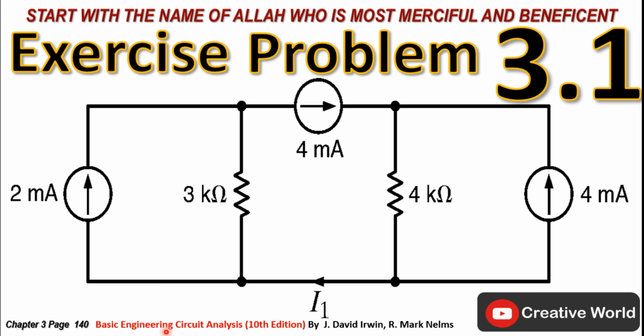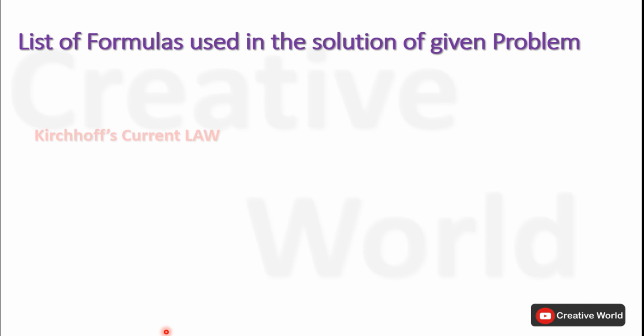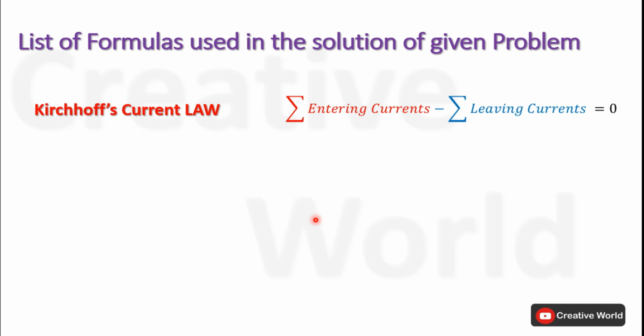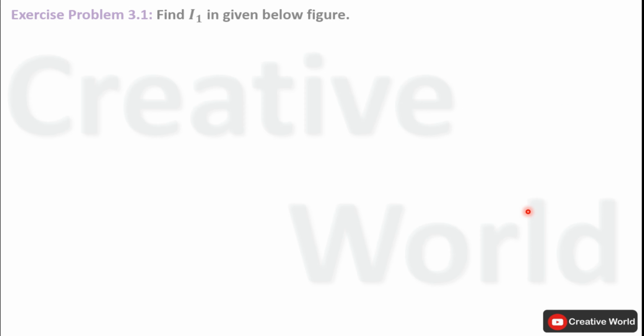This one is the first exercise problem 3.1. While solving this problem, we will be using Kirchhoff's current law. According to this law, the sum of all entering currents on a node inside an electrical network is always equal to the sum of all leaving currents from that node. Now move towards the problem.